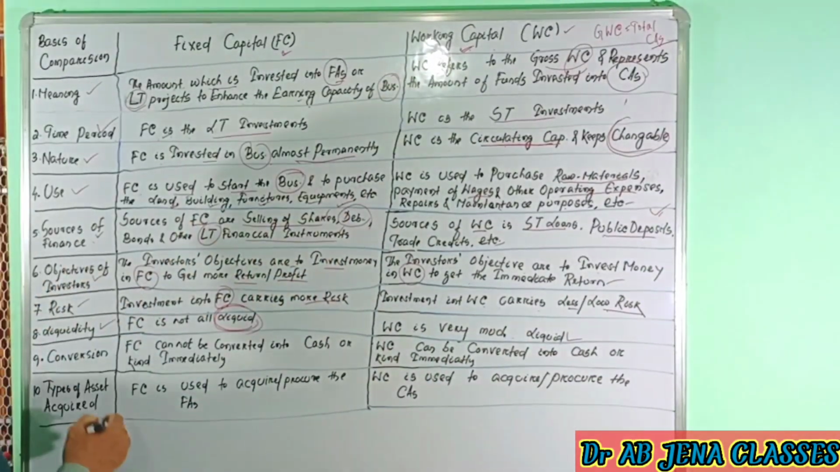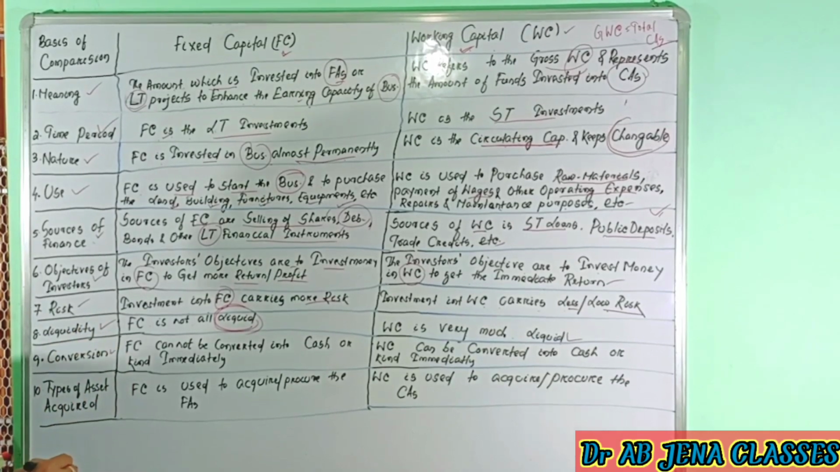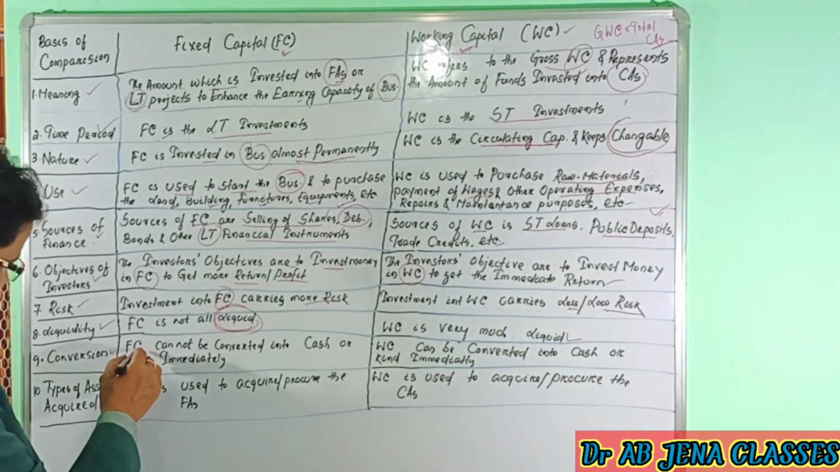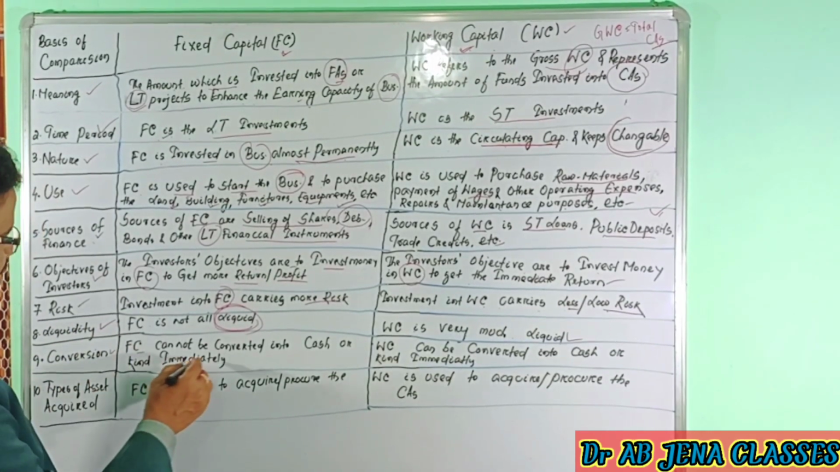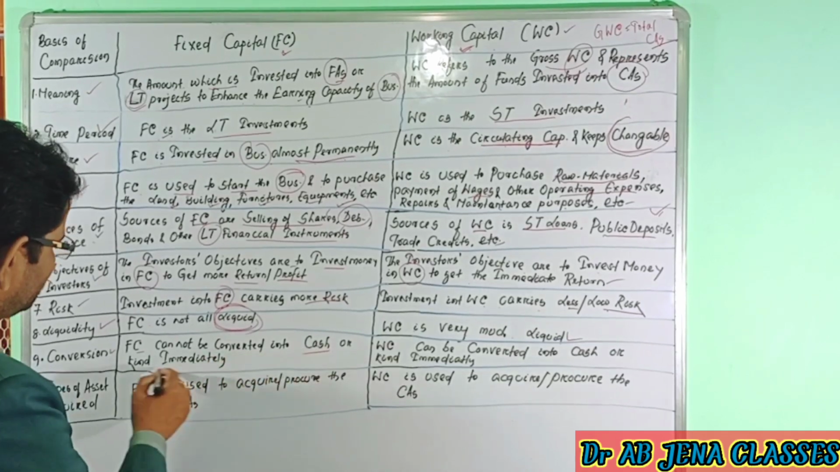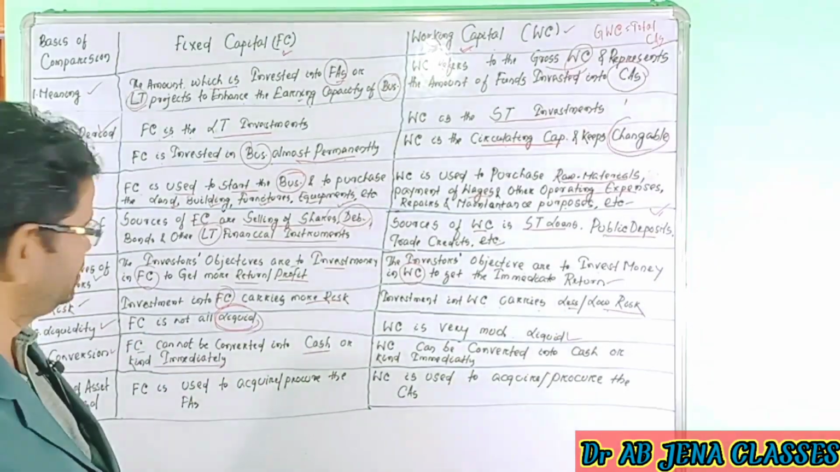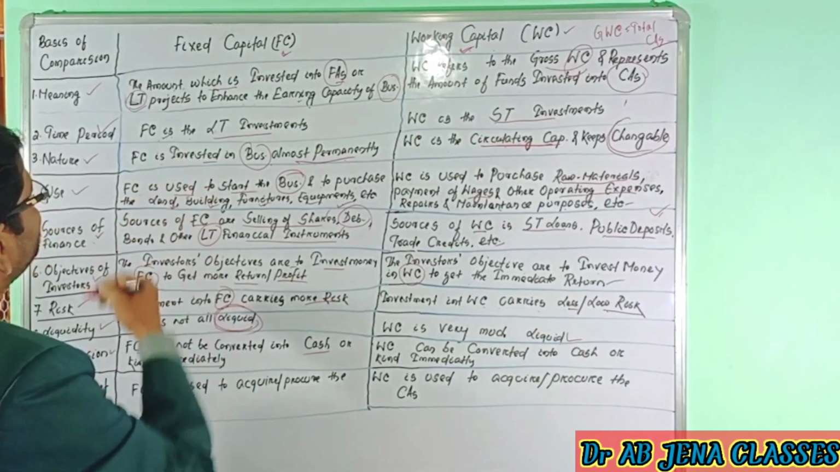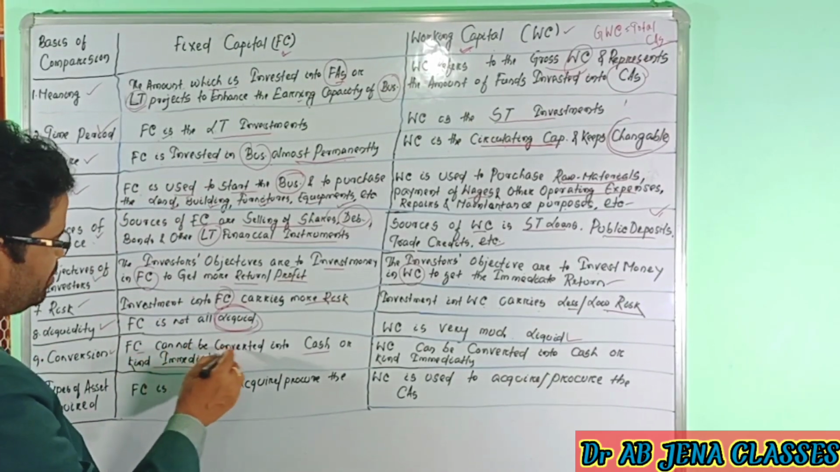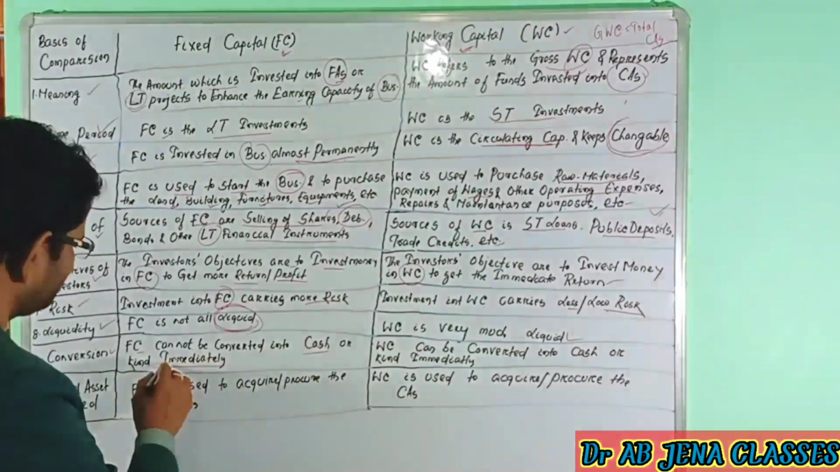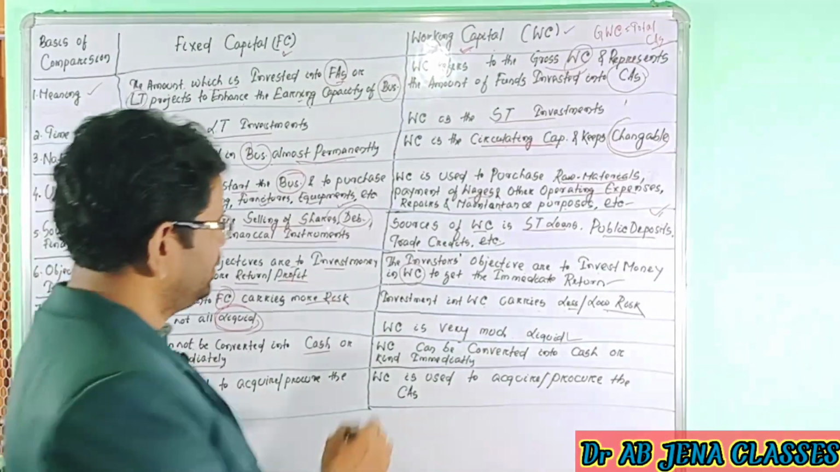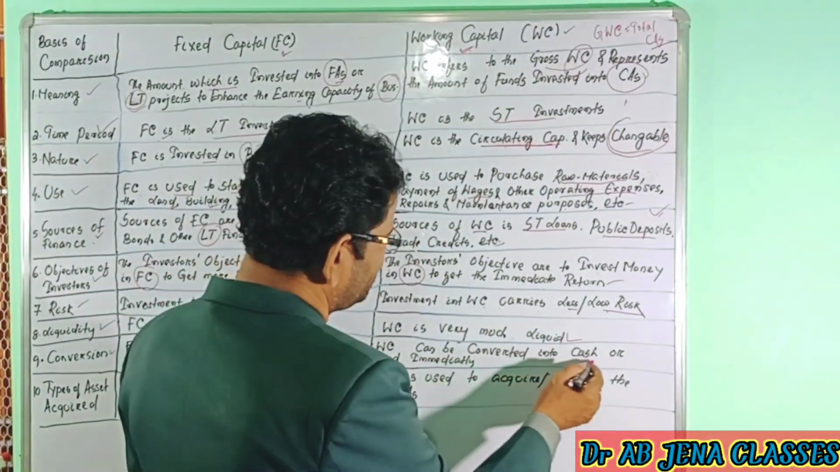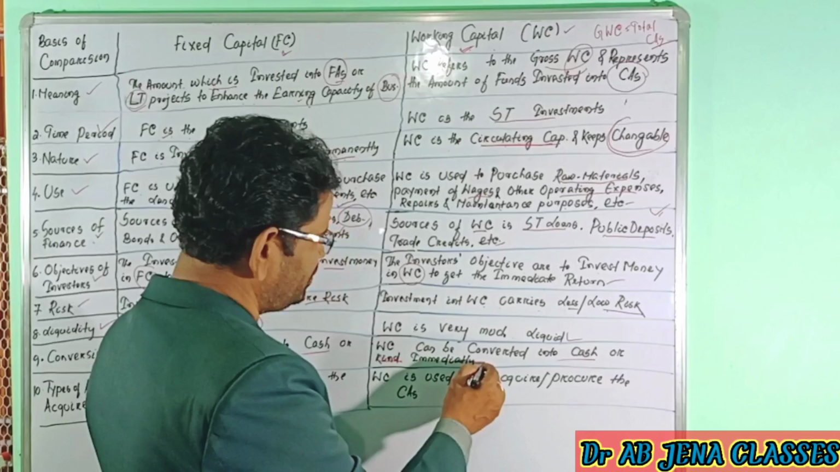Next basis of comparison is the conversion. Fixed capital cannot be converted into cash or kind immediately. Again I am repeating, the fixed capital cannot be converted into cash or kind immediately, whereas working capital can be converted into cash or kind immediately.